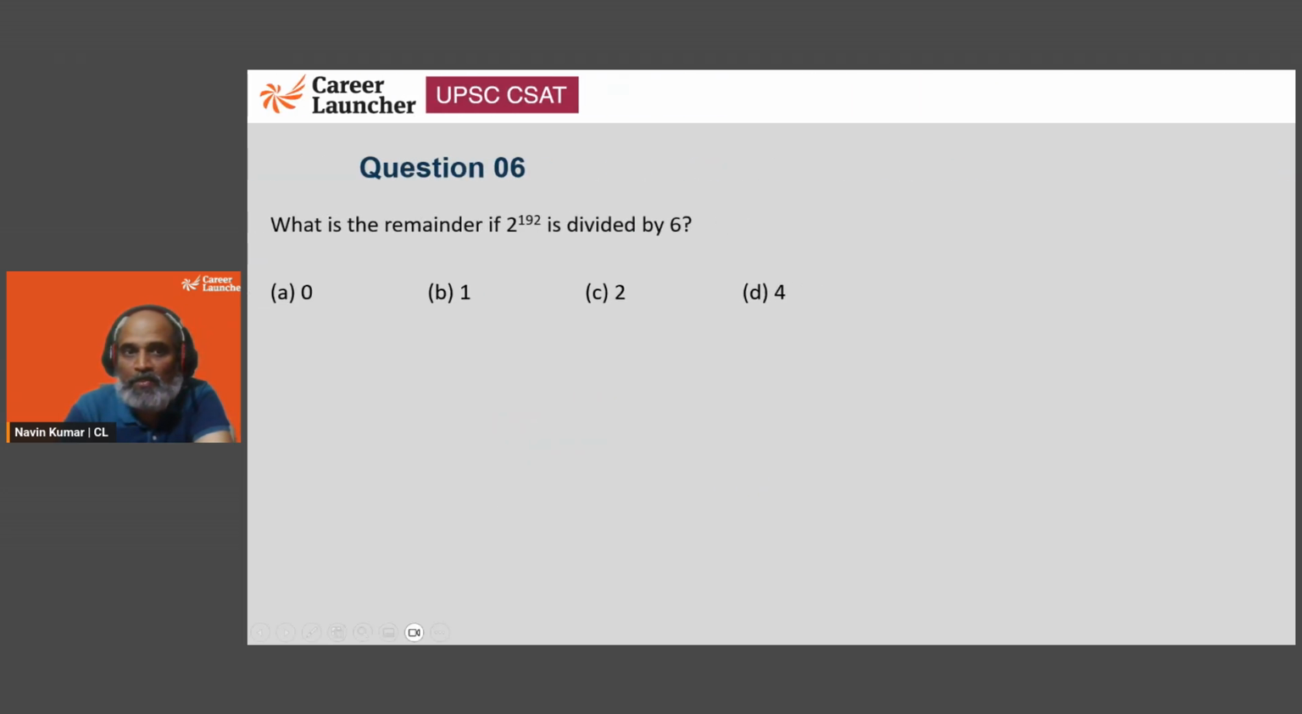Question number 6. What is the remainder if 2 raised to 192 is divided by 6? Well, I do not know what 2 raised to 192 value is, and I do not know for sure that when it is divided by 6, what is the remainder. So what I will do is I will try to find a pattern. So when I take 2 and divide it by 6, the remainder is going to be 2. In case you did not know how I got this, when you take 2 and divide it by 6, it will go 0 times and the remainder is going to be 2.